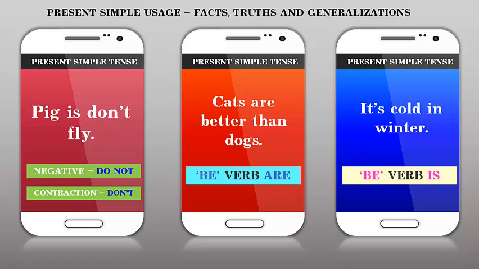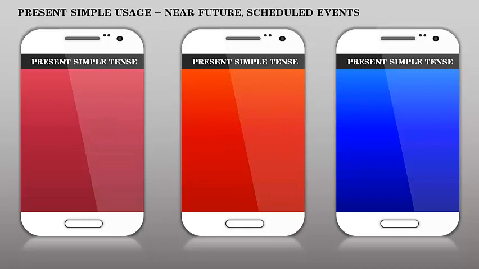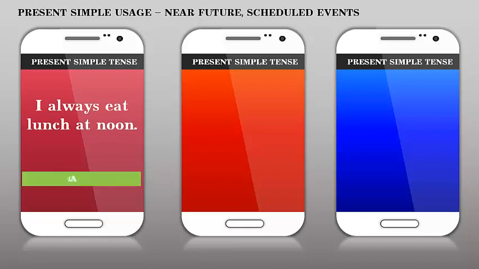Let's move on to the next usage. We also use the present simple tense to talk about habits and routines, so things and actions that happen regularly. Let's look at the examples. I always eat lunch at noon. You will notice I use the word always because I'm talking about something that I do regularly. So I use the present simple tense, and here I use the verb eat.